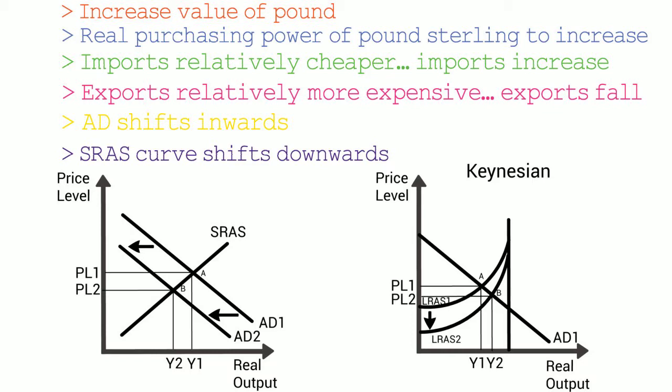So a summary answer to this question is that an appreciation in UK sterling makes imports now relatively cheaper and exports now relatively more expensive. This results in imports rising and exports falling. This causes aggregate demand to shift inwards, and it causes the short-run aggregate supply curve to shift outwards.